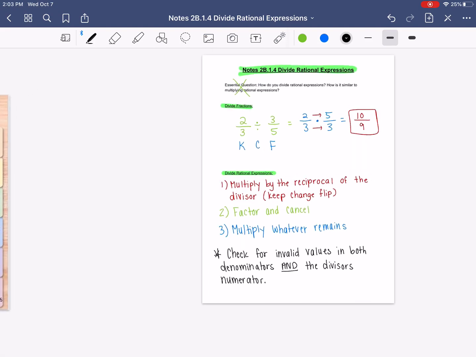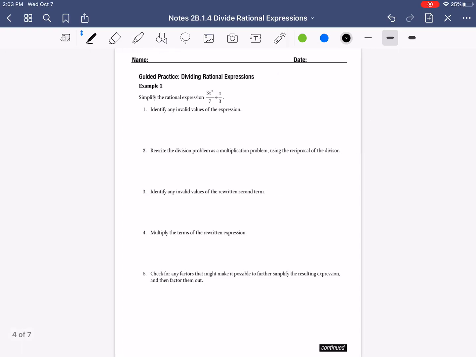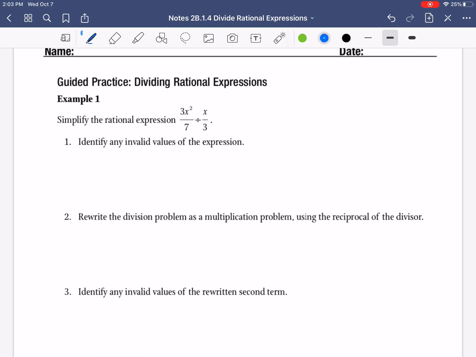Okay, so we're going to take a picture of this. This is going to go into our notebook, our digital notebook. But right now I need you to grab your workbook, and we're going to be on page 39 and 40 for our examples today. So again, this is on page 39. Example number 1 says simplify the rational expression 3x squared over 7 divided by x over 3.